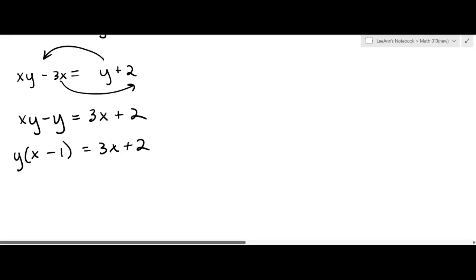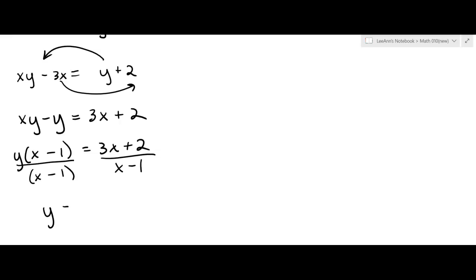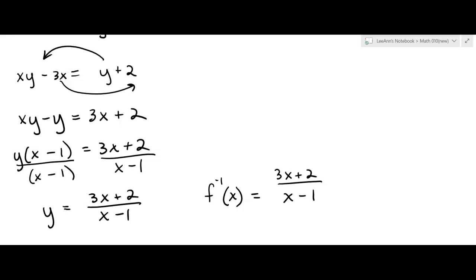And what are we trying to do? We're trying to get y by itself. So divide by x minus 1 on both sides. So we get y equals 3x plus 2 over x minus 1. Now we do step 4, put the inverse notation in. It says f inverse of x is 3x plus 2 over x minus 1.